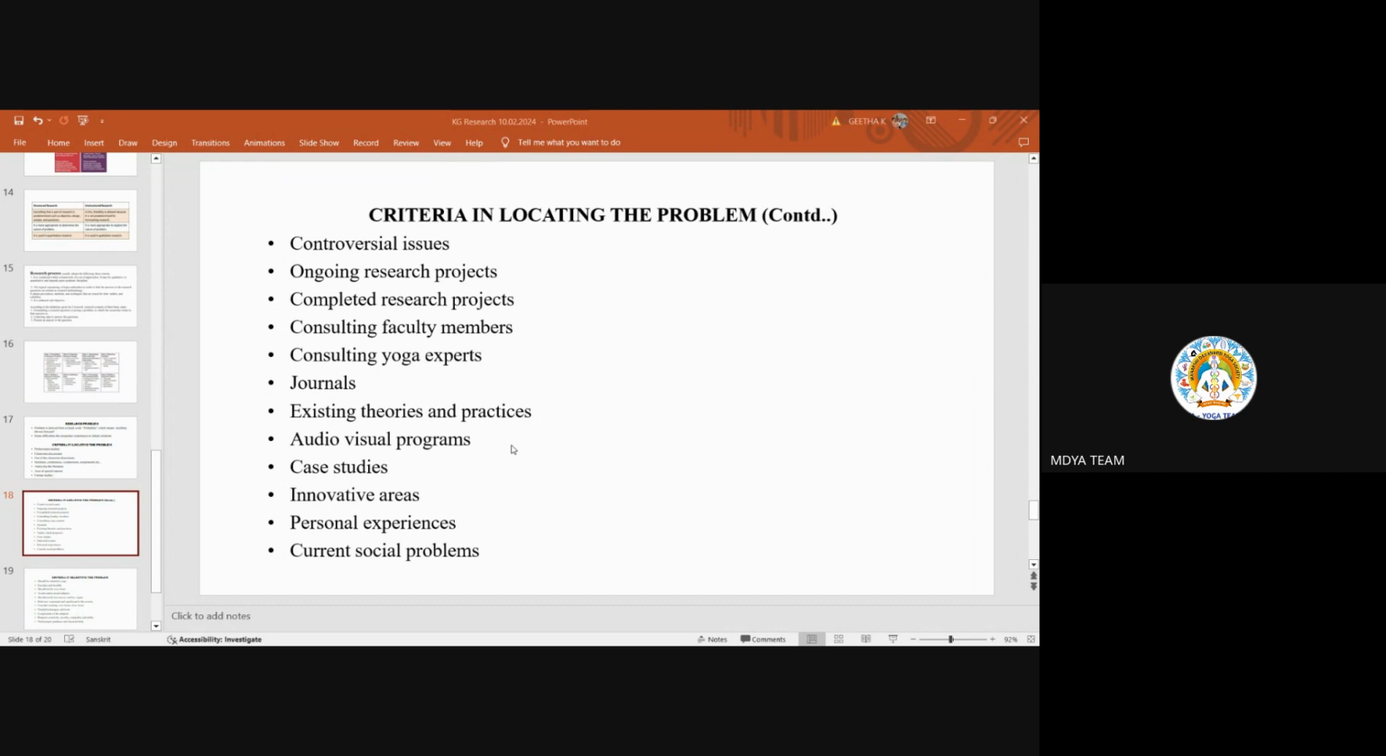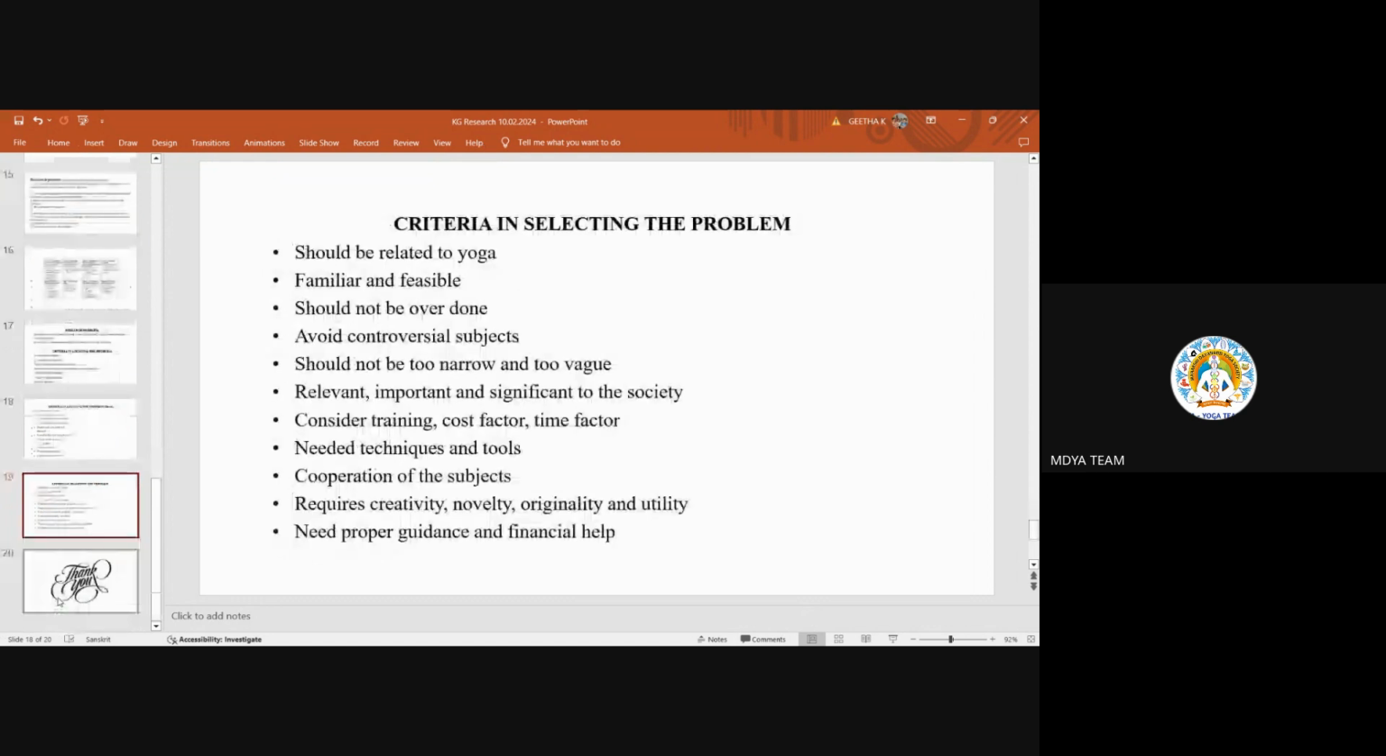And then innovative areas. Naturally, when you come to any scientific field, innovation is very much important. So in innovative areas, we have to keep on updating ourselves. And then naturally the personal experience, as that day Sakshi said, the breast cancer, personal experience is also very much important. And finally, they come to the current social problem. Always our research is towards the current social problem only.